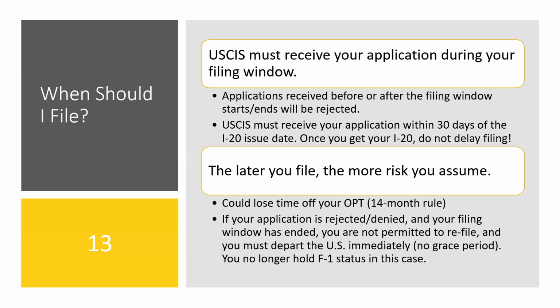And then once again, just to stress, the later you file, the more risk you assume. You could lose time from your OPT because of that 14-month rule. And then depending on when your application is denied, if you're outside of your filing window, you cannot refile and you may not have F1 status anymore. So you really want to consider filing early if you can. It just gives you more options just in case something goes wrong.